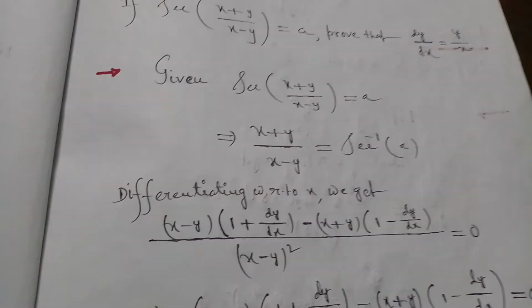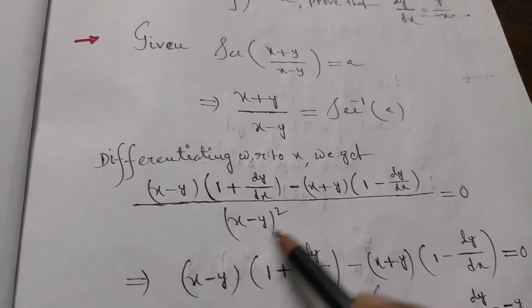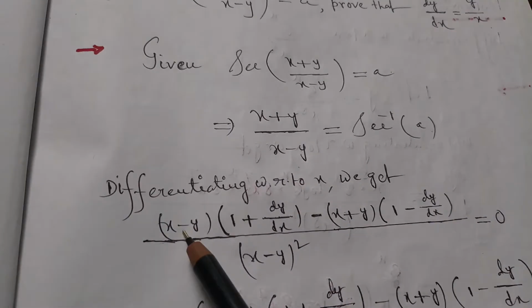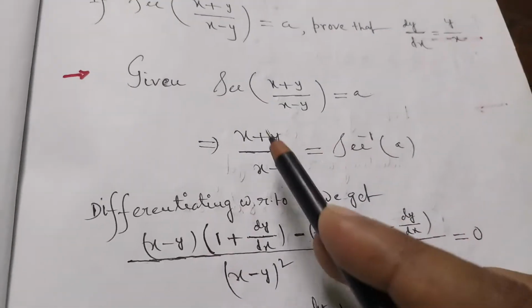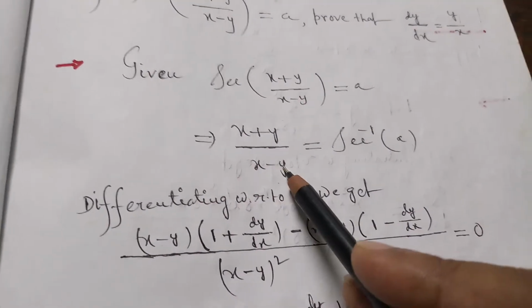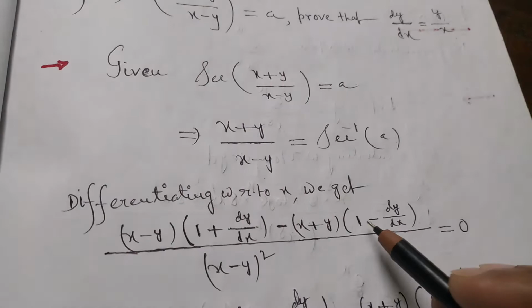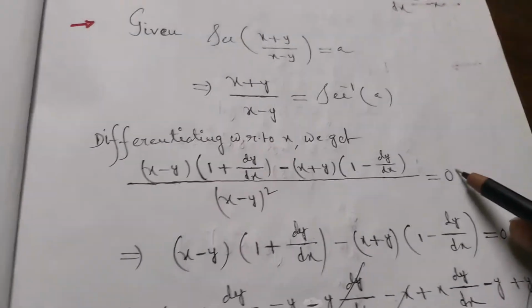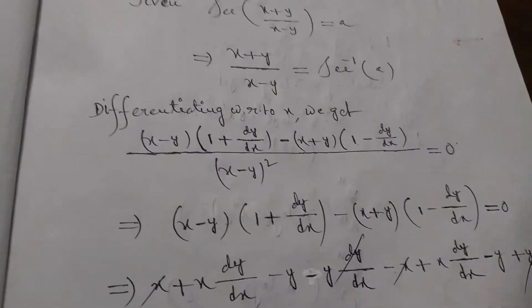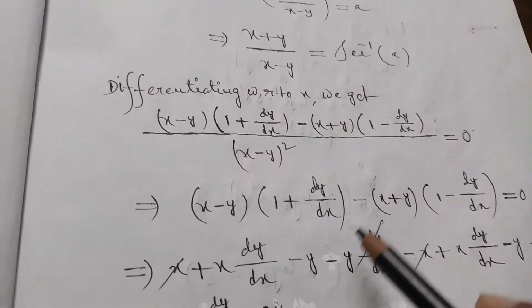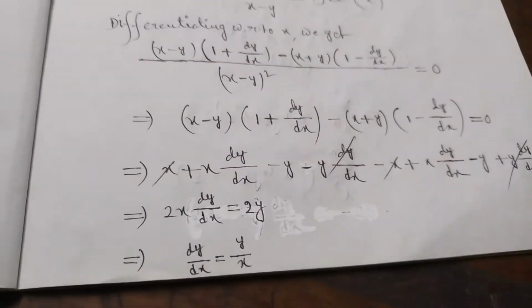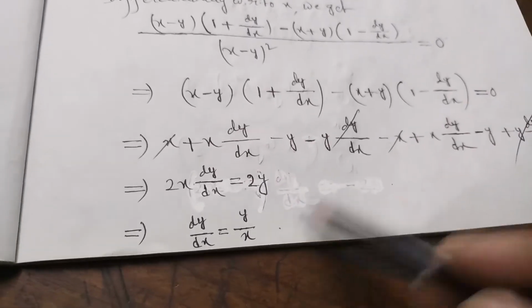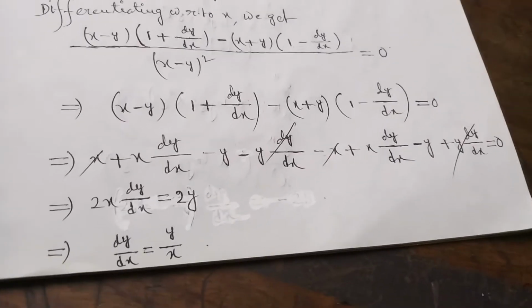So now differentiating with respect to x, we get (x−y) whole square, (x−y) constant, derivative of x+y is 1 + dy/dx, minus (x+y) constant, derivative of x−y is 1 − dy/dx. That should be equal to 0. Cross multiply, that is 0. So (x−y)(1 + dy/dx) − (x+y)(1 − dy/dx) is equal to 0. Now multiply it. So after simplification, we get dy/dx equals y by x, and the proof has been completed.